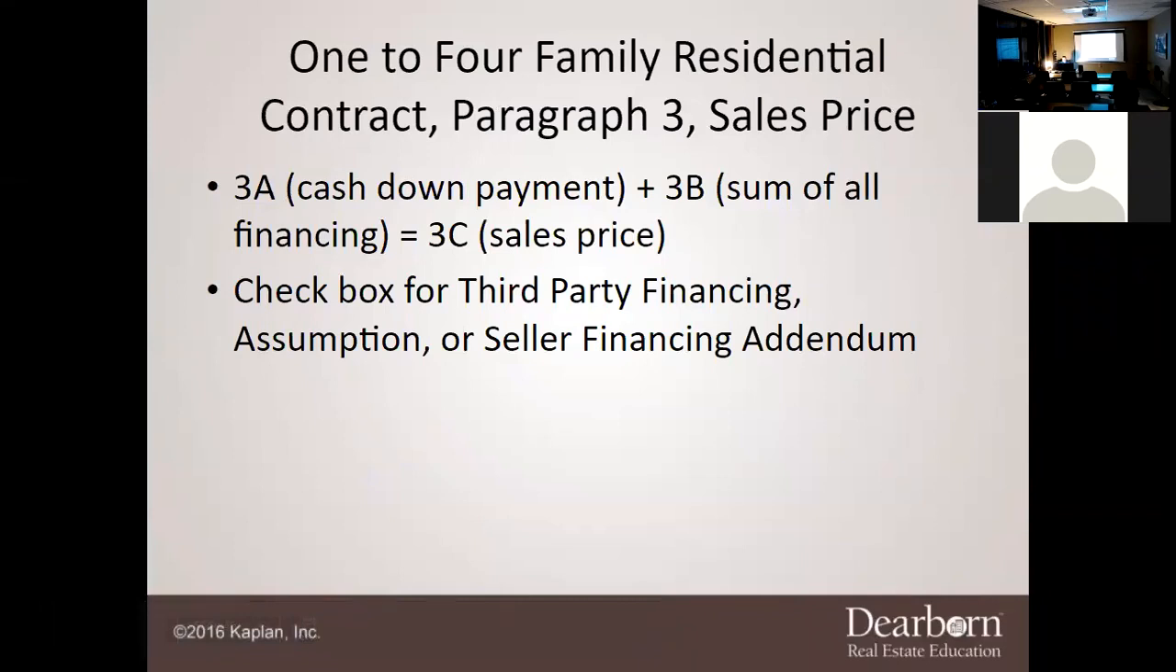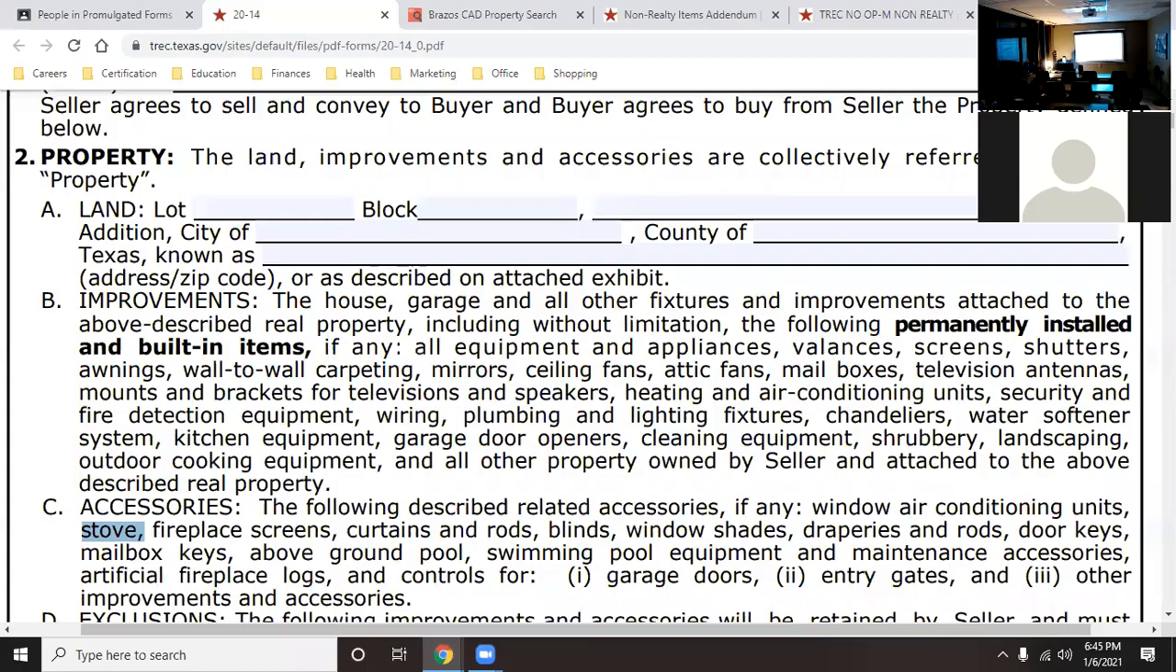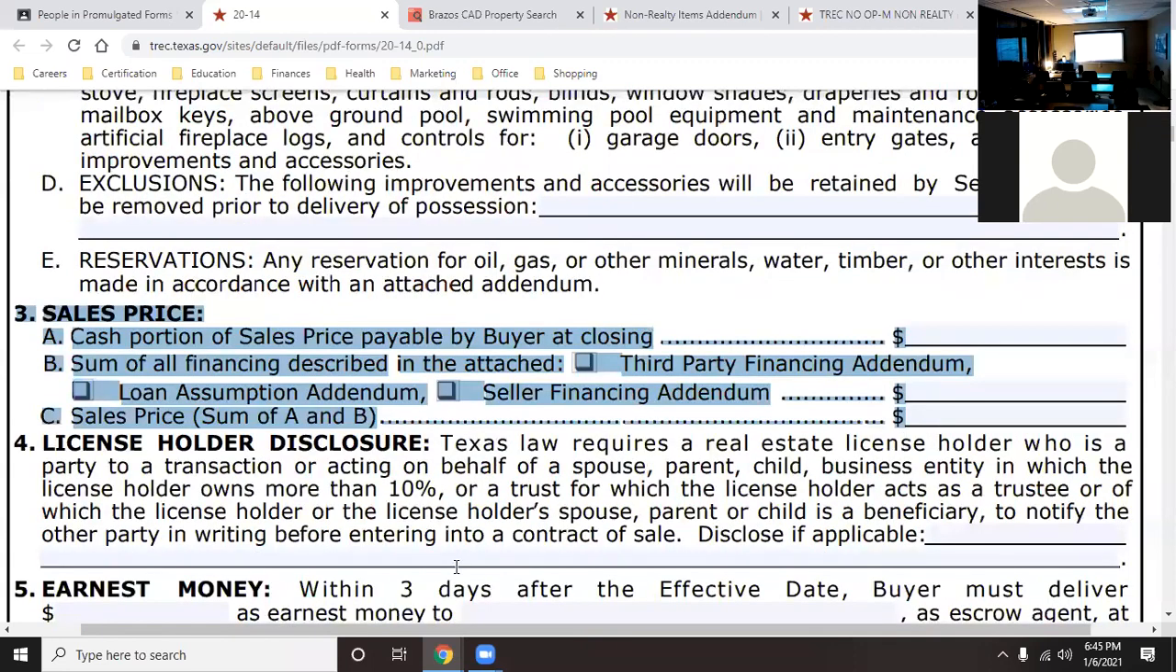Now with this one, what ends up happening here is you'll notice that that comes right here to this small part right here. Okay? And this portion right here, as you can see, A is the cash portion of the sales price payable by the buyer at closing. And so what A is going to be is the down payment that your client is putting down. Now, if they are purchasing a house for themselves, say that Mr. Grossman is buying a house for himself, he only normally has to put down 3.5%.